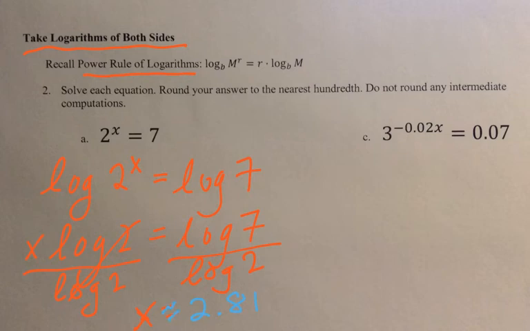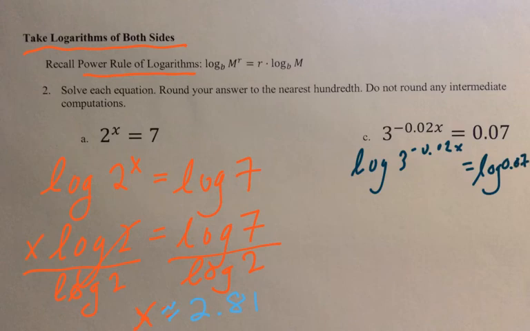We're going to follow that same process for letter C right here. We have 3 to the negative 0.02x equals 0.07. Now again, there's no way I can easily rewrite 0.07 in terms of base 3, so therefore I'm going to take the log of both sides. So log of 3 to the negative 0.02x equals log of 0.07.